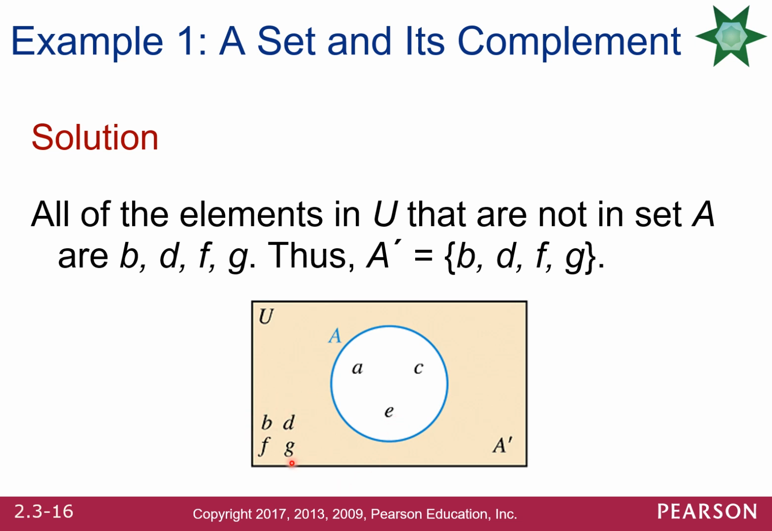So B, D, F, G are represented as the complement of set A, which contains the elements A, C, and E, right? So set A had the elements A, C, E, and all the elements that do not belong to set A, but were a part of the universal set, are written outside the circle, but within the rectangle. And you have to put down the elements here, B, D, F, G.